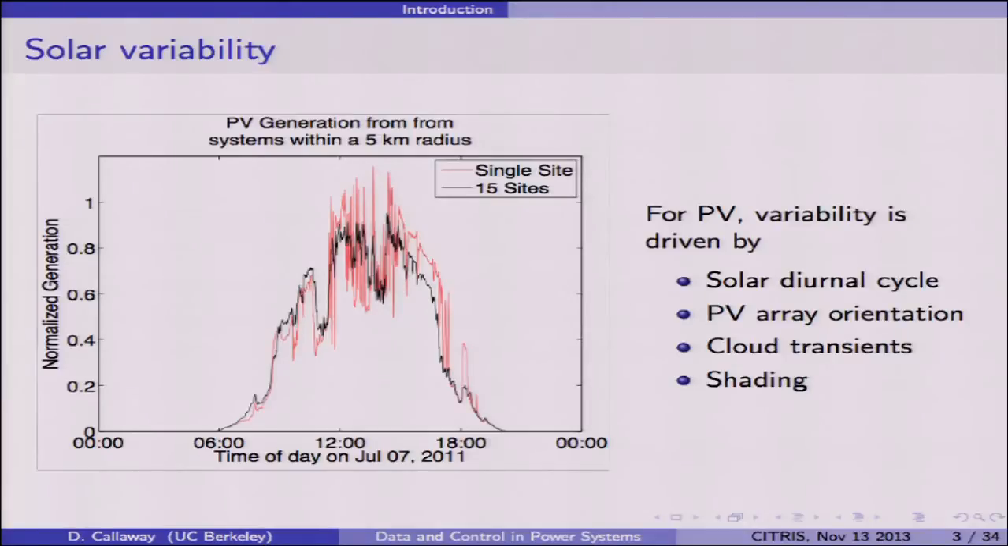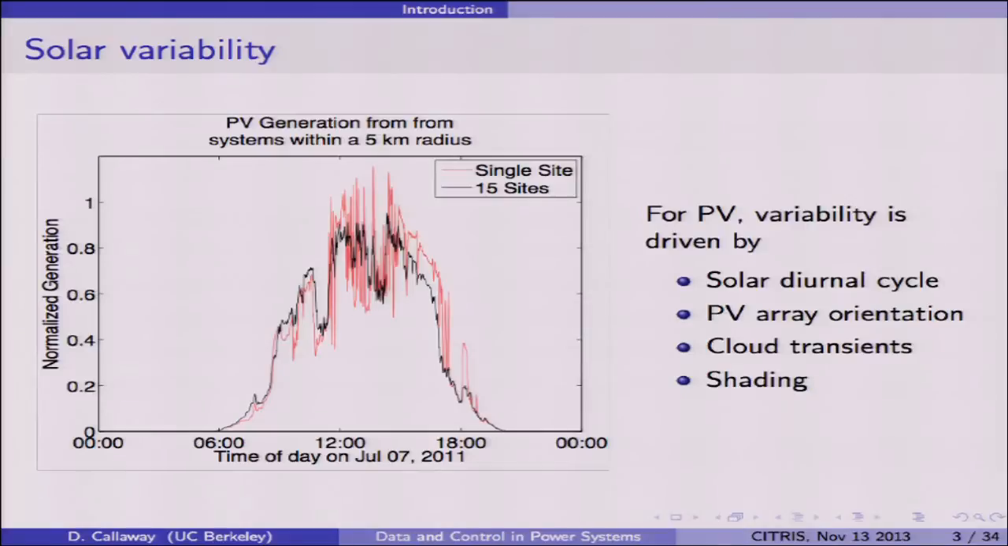And your initial concern might be, well, if we have to balance that variability on the supply side using combustion turbines or something like that, what will the system-wide impacts be? Is that going to be just completely unmanageable? But if you start to look at what happens when you average over spatial scales, you can see that the black line is averaging 15 sites within a 5-kilometer radius. And you can see in that case, we start to get some attenuation of that variability.